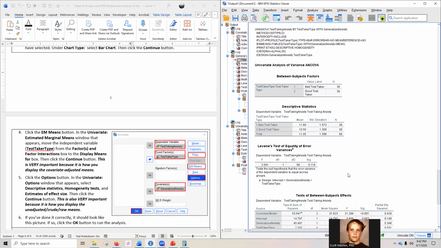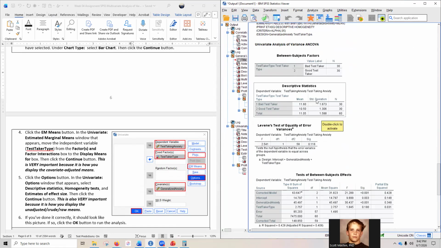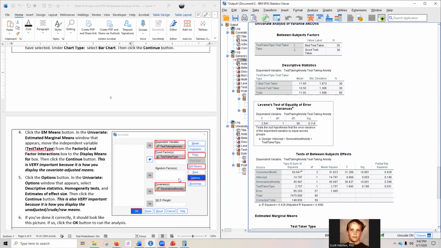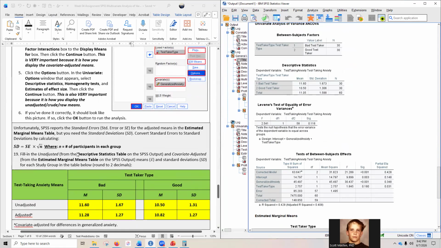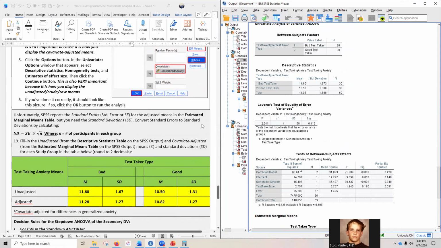All right, scooting on down to our analysis of covariance. Let's see what our questions are. First thing is we've got to get our means and standard deviations. So let's go ahead and get those. Our means for bad, and again, the DV here is test taking anxiety. And remember, you've got unadjusted and adjusted means, so you've got crude and adjusted means.